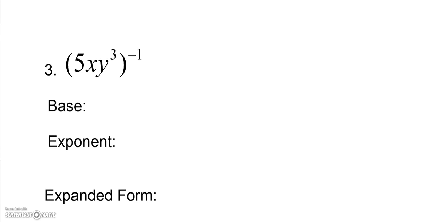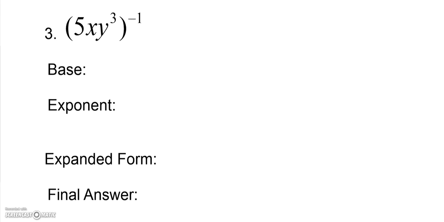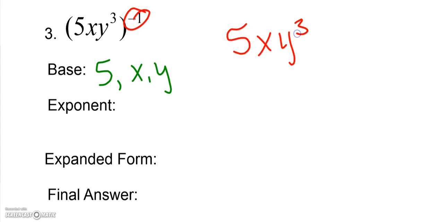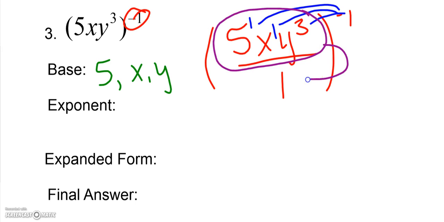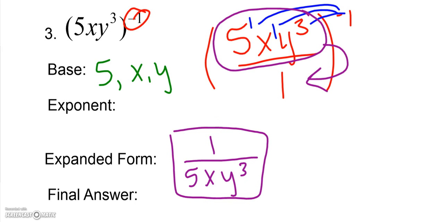Okay, our next one, we have 5xy cubed, all raised to the -1. So we have a base of 5, x, and y. And if you notice, there's only one of each thing, so we don't have to combine anything at all. Notice that we have a -1 power. So 5xy cubed is all over 1, and I want to raise this whole thing to the -1. That means I have to multiply -1 by all of these exponents. Essentially, it's going to take all of this and just move it to the bottom. So our final answer is 1 over 5xy cubed, since all it did was flip it.